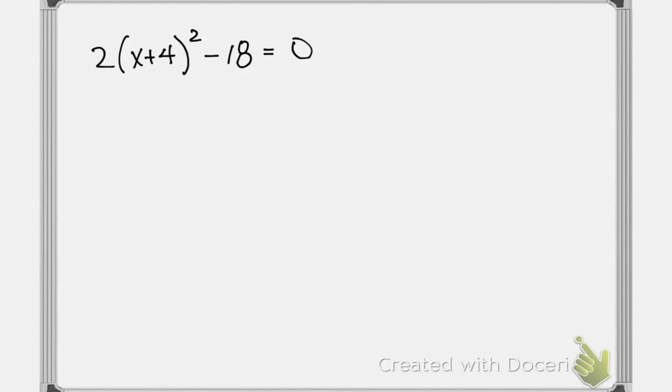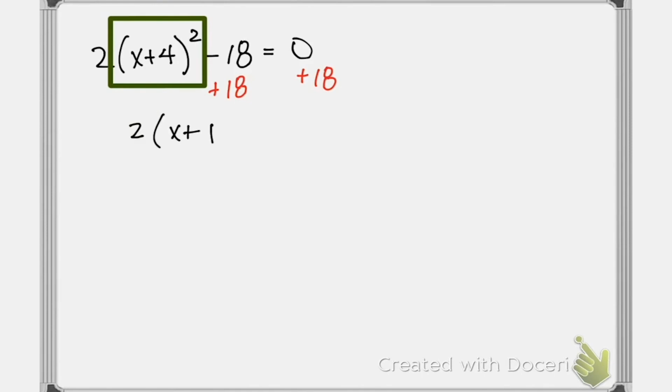So this one, we have a couple more steps before we can just take the square root. I want to get this by itself. Well, that means there's two things happening to it. It's getting multiplied by 2 and it's getting subtracted by 18. Deal with the 18 first, so that when you divide by 2, you only have to do it one time. Okay, and that is equal to 18. Now I'm going to divide everything by 2.